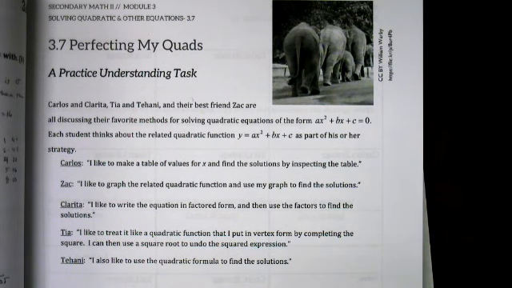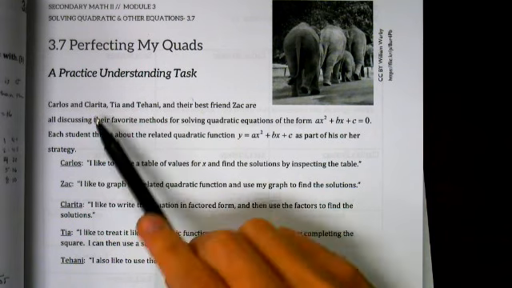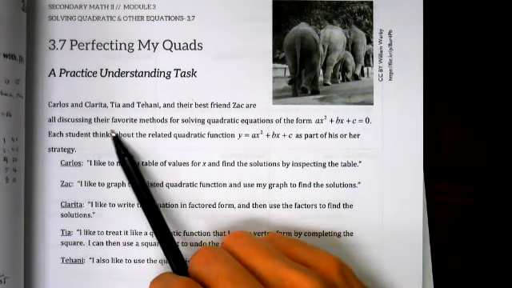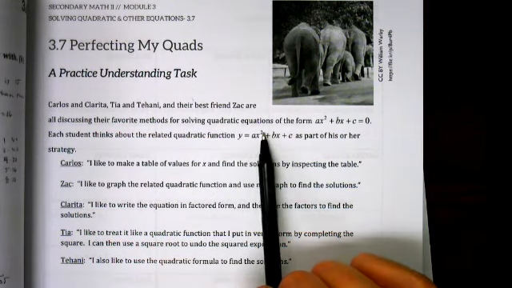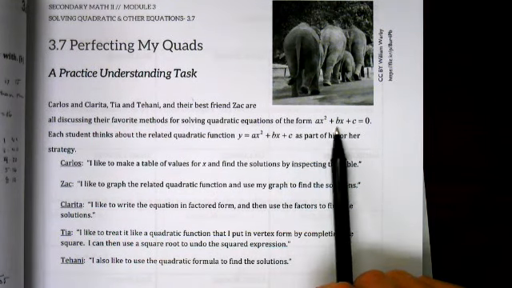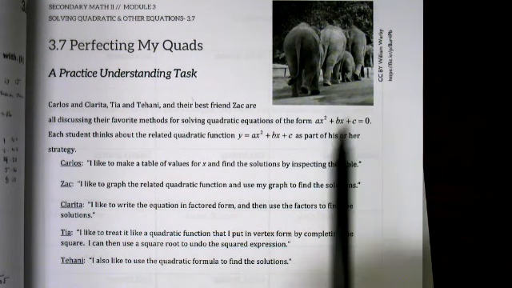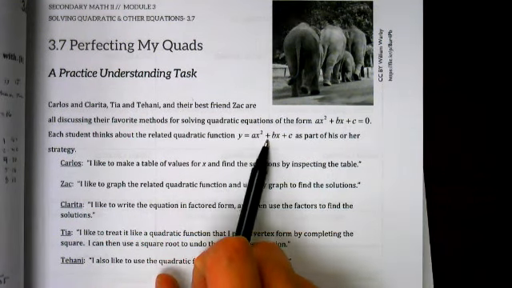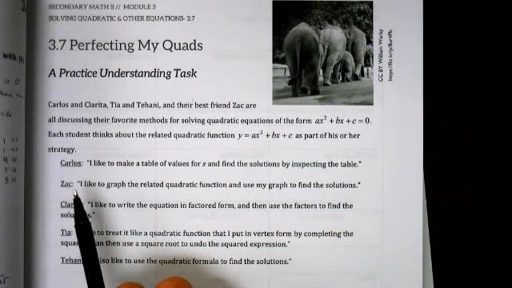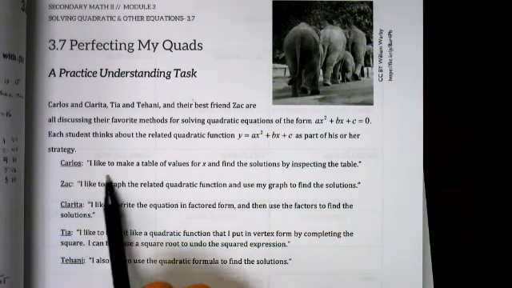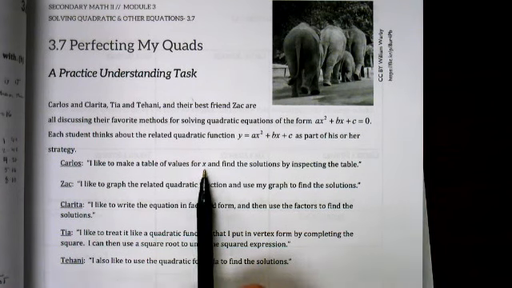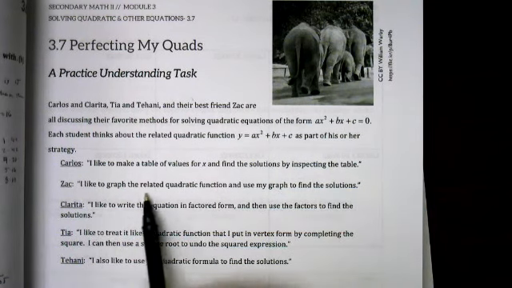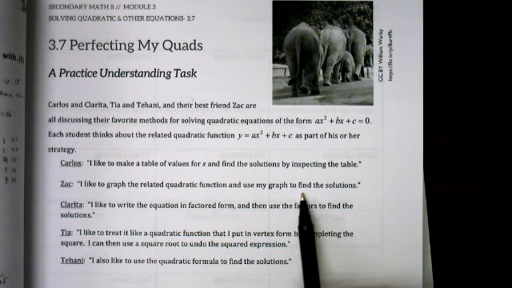So let's get started. Carlos and Clarita, Tia and Tehani, and their best friend Zach are all discussing their favorite methods for solving quadratic equations of the form ax squared plus bx plus c equals 0. Each student thinks about the related quadratic function y equals ax squared plus bx plus c as part of his or her strategy. Carlos says, I like to make a table of values for x and find the solution by inspecting the table. Zach says, I like to graph the related quadratic function and use my graph to find the solutions.